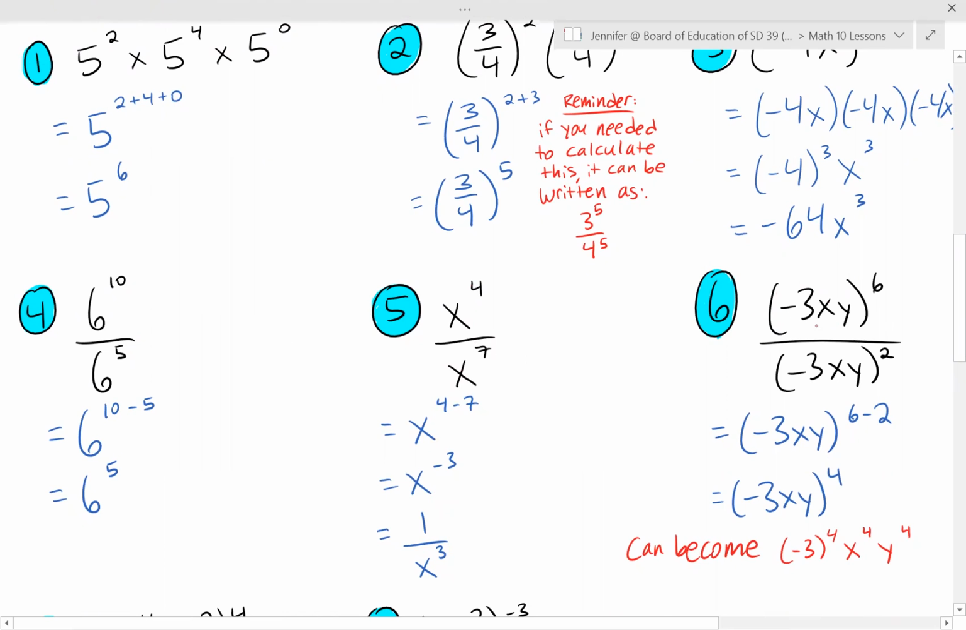In this example, the base is a bit more complicated, but it's the exact same idea. You'll just subtract the exponents. We've got negative 3xy, and that whole thing is to the power of 4. And I put another reminder note that if you wanted to simplify in a different way, you can just bring that exponent in to everything in the brackets. So each thing in the bracket is to the power of 4.